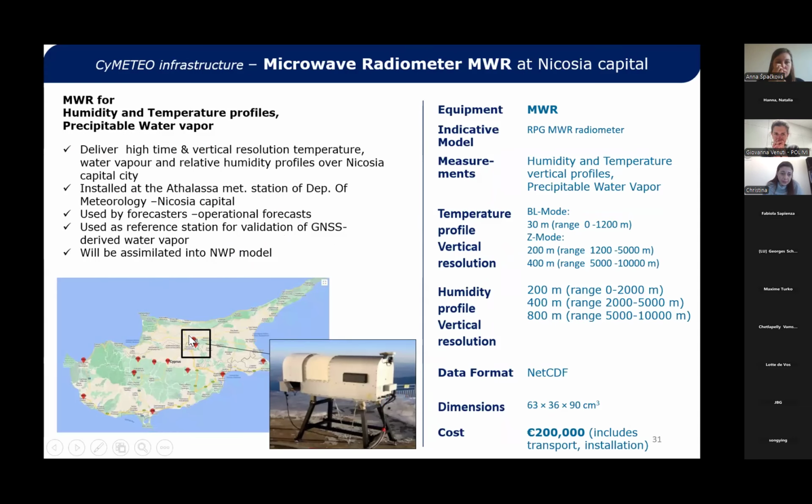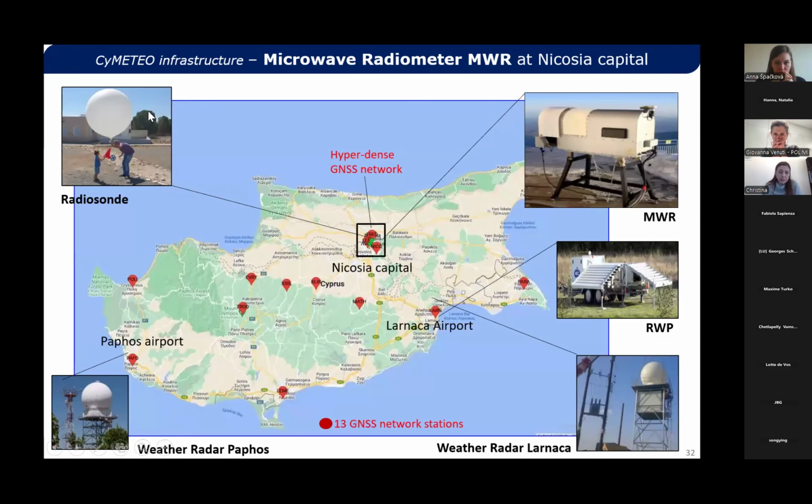This hyperdense network here at the capital will be augmented by a microwave radiometer to measure the temperature and water vapor profiles with high accuracy. We are now in the tendering process. We have initiated this. So the existing system of the Met Service in Cyprus with the 2 radars will be augmented not only by the microwave radiometer, but also with the radar wind profiler here at Larnaca Airport.